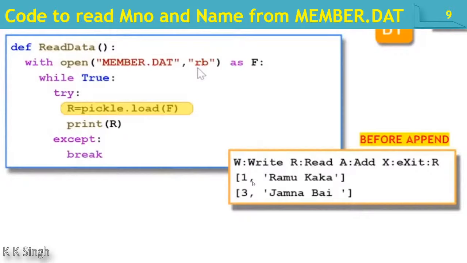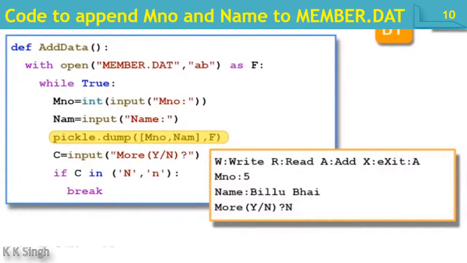Now the third option is add. Add means append. So in place of RB, I will have to use AB, A for append. Over here, I have written a function called add data with open member.dat, and in place of RB I am using AB, A for append, B for binary mode, and F is the file object.